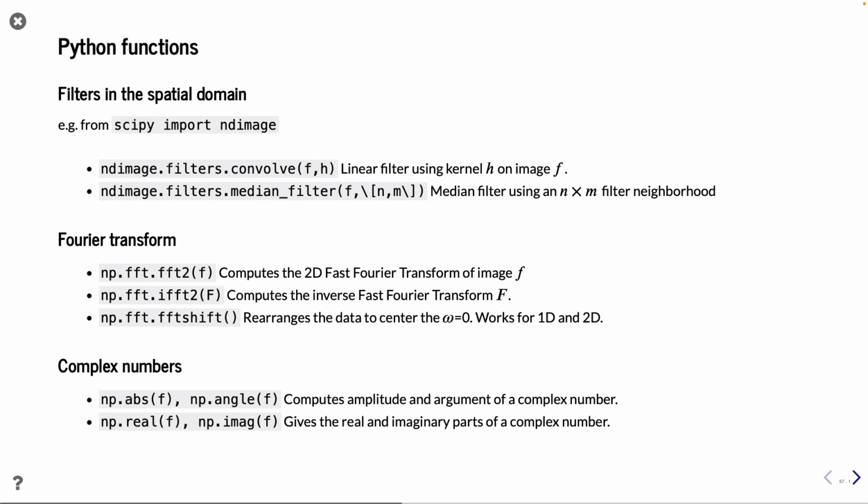And of course, there is a bunch of filters for this. We have, for the convolution, median filters. We also have the Fourier transform, and as the Fourier transform works with complex numbers, it's also good to know that you can extract the amplitude, the angle, and the real and imaginary parts of these numbers.